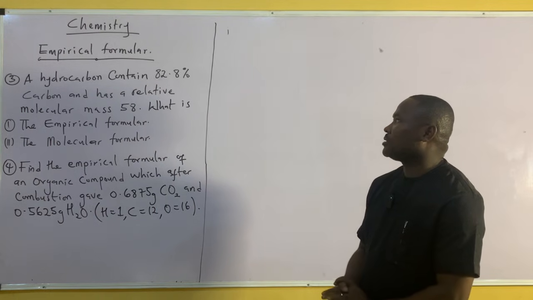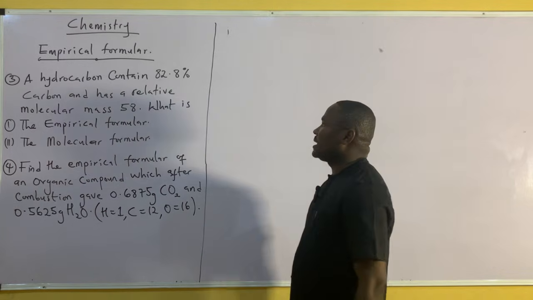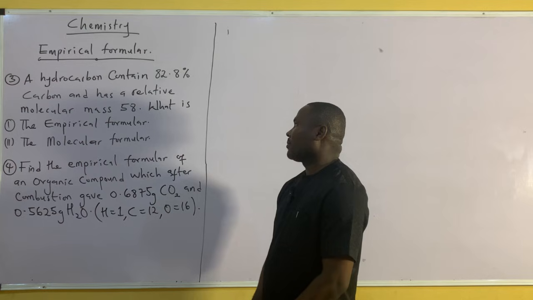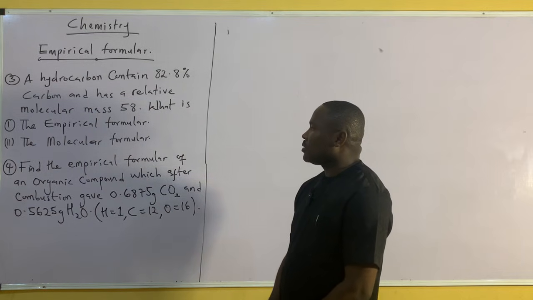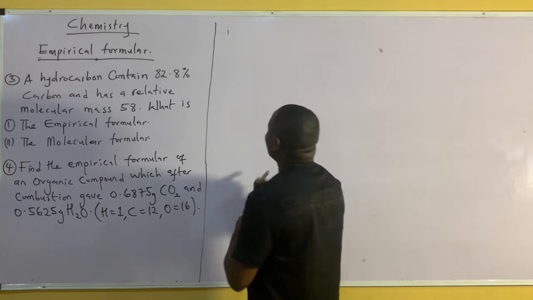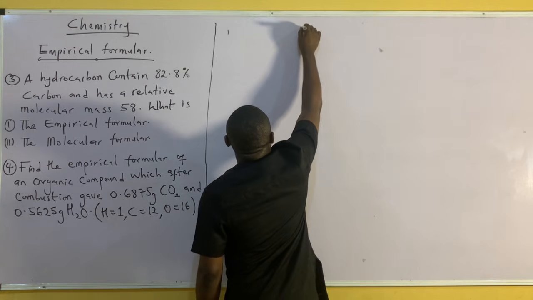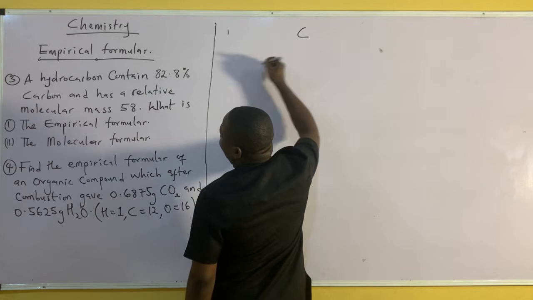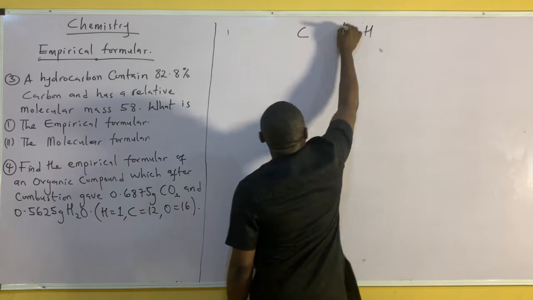A hydrocarbon contains 82.8% carbon and has a relative molecular mass of 58. What is the empirical formula? Question 3 says, the big part of the question says, what is the molecular formula? Now, very simple. We go with it again, and this time we say the compounds we have is carbon, now it is a hydrocarbon, so it's carbon and hydrogen.